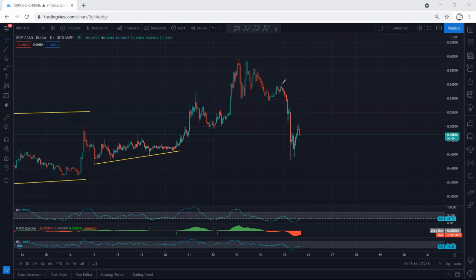Either the drop continues, because at that time the price was here, either the price drops from here or gives us one move up before the price drops. As we can see, this is what we get, as we expected.